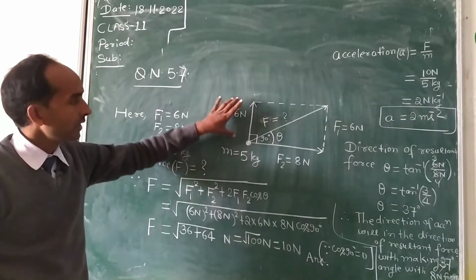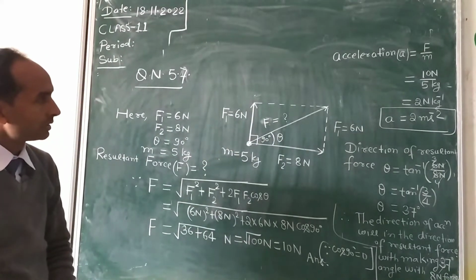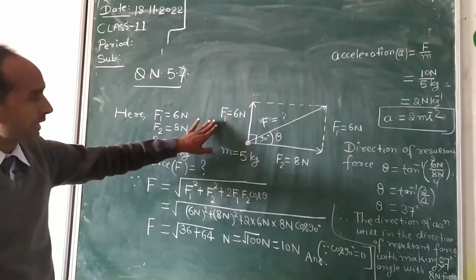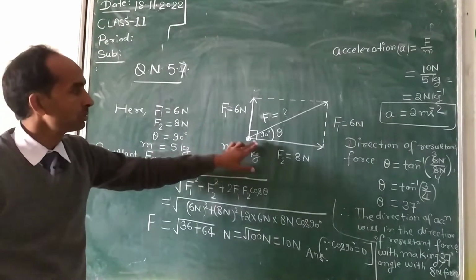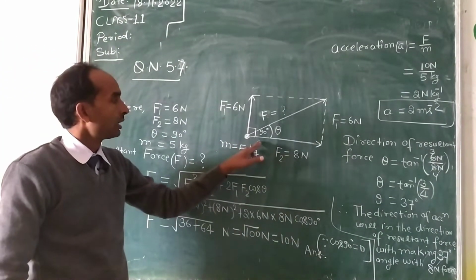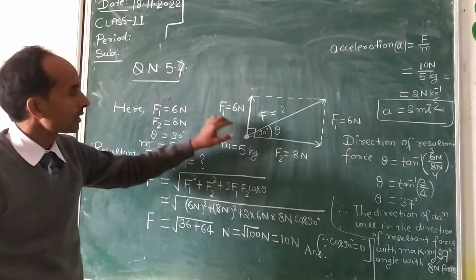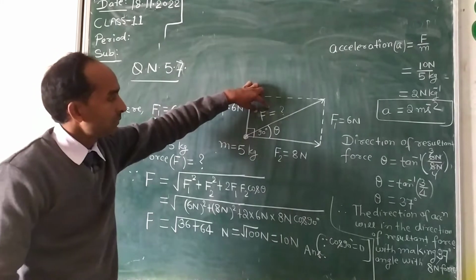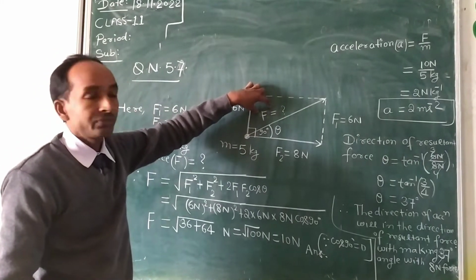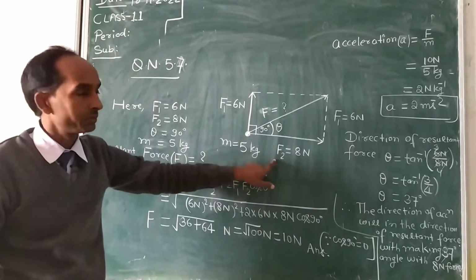So we have to draw a parallelogram. By the law of parallelogram, we know that the resultant of these two forces will pass through the diagonal at the common point of these two arms. So we have to find, in this figure, force F. F is the resultant force of force F1 and force F2.